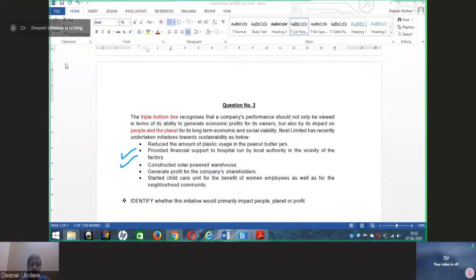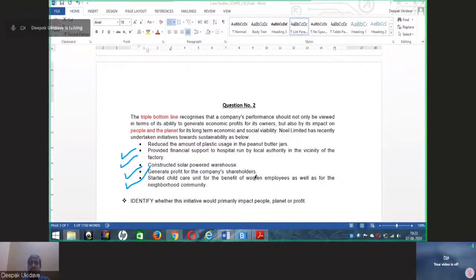Correct. The fourth one: generate profit for company shareholders. So simple, it is profit, nothing else but profit. And the last one: started child care unit for the benefit of women employees as well as for the neighborhood community. Anything and everything for the upliftment of the society, of people who are living in the nearby areas, providing job opportunities, hospital expenses, etc., is all part of people. So starting the child care unit for the benefit of women employees, this is used in many organizations.